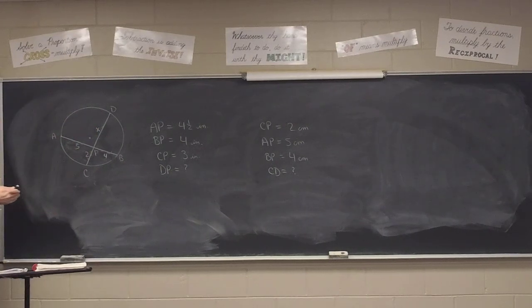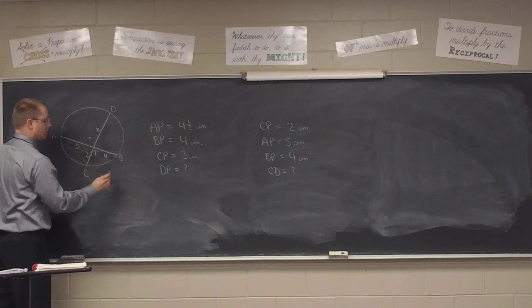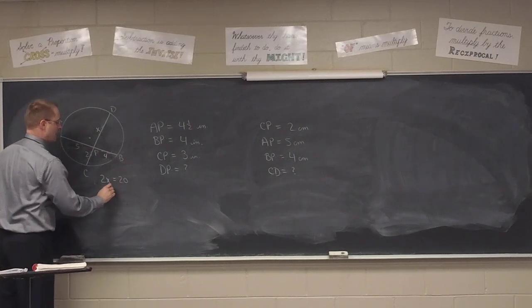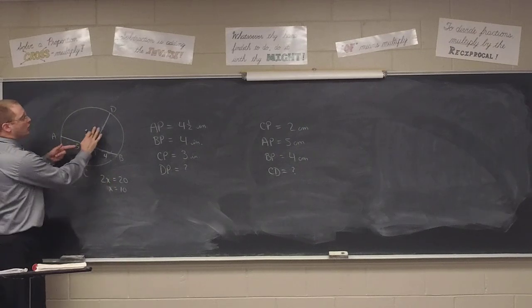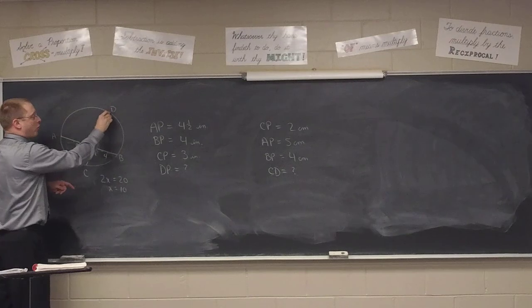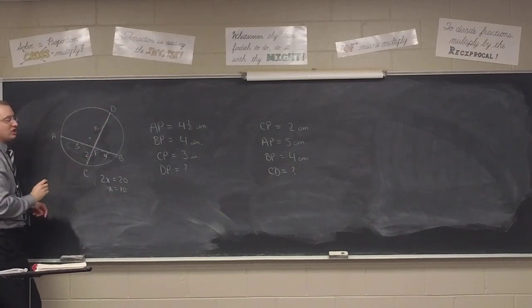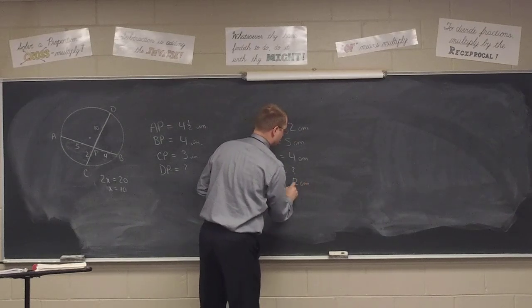What equation should I write now? Genesis? 2x equals 20. Right, so obviously the X equals 10. However, keep in mind, you didn't want DP, which is 10 centimeters, you wanted all of CD, which is 12 centimeters. You just add the extra pieces in there.